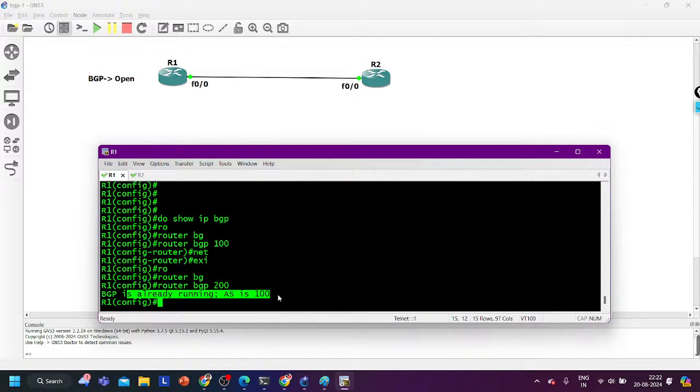And this is an interview question. The interviewer can ask you, can I configure BGP AS number 10 and 20 on the same router? Most of the people say, yes sir, why not? Of course.